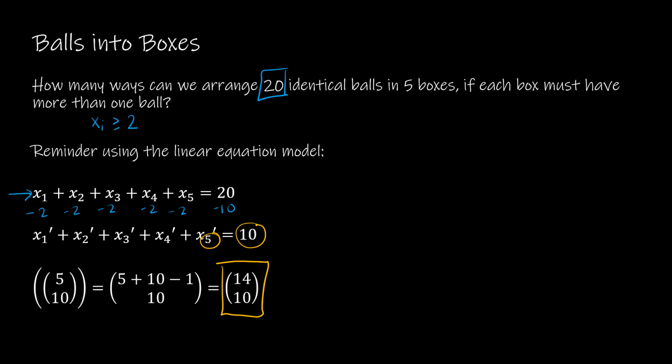Now let's take a look if we can find that solution again, but using generating functions. So keep in mind that I'm looking for 20 identical balls, so that means the coefficient of x^20 in g of x. So what's x^20? What is g of x? The coefficient of x^20 in g of x means that I'm looking at x^20, and then let's think about what g of x is.